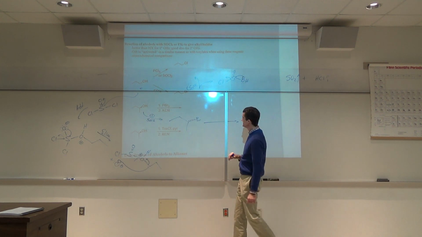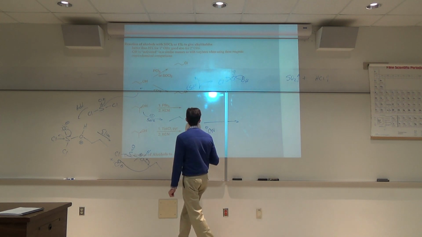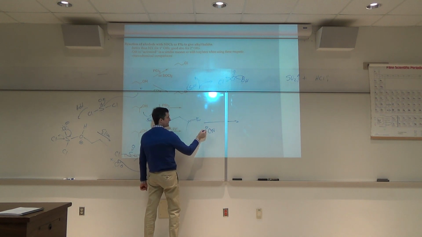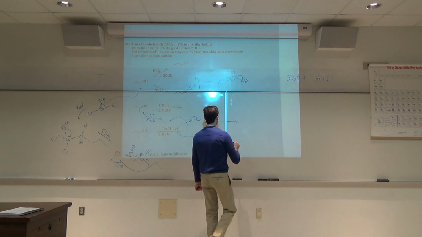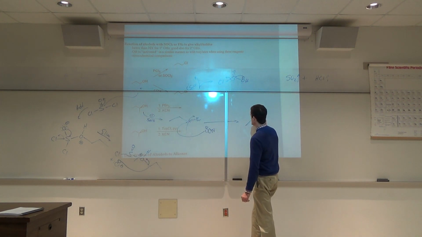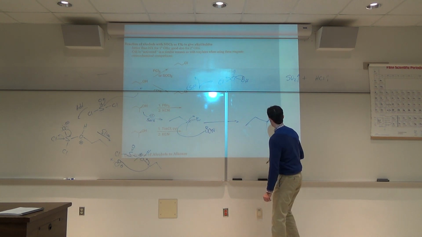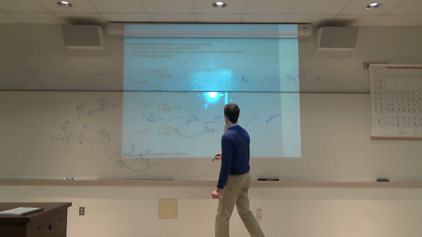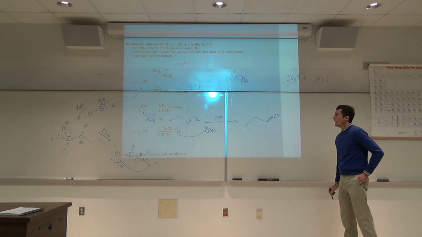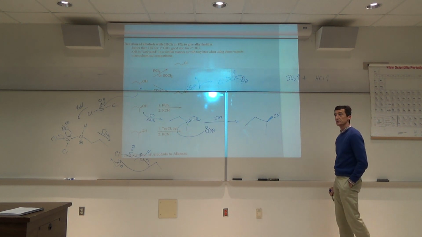what's happening now? Cyanide's a good nucleophile. These electrons here kick off the bromine. And what do we get? We get a bolded CN. And we're doing two Sn2 reactions essentially.